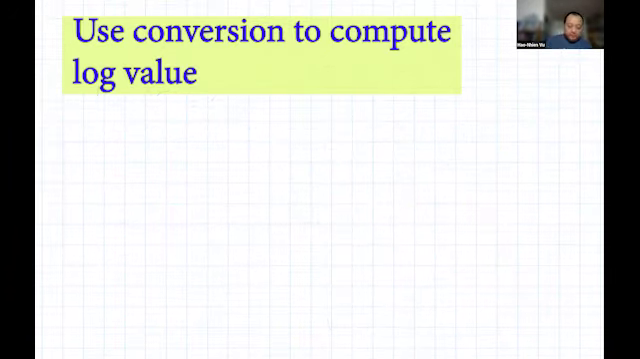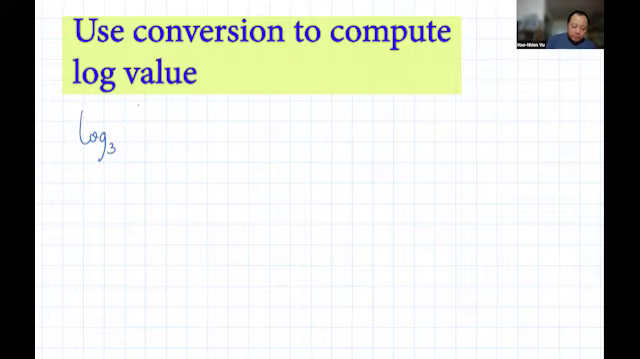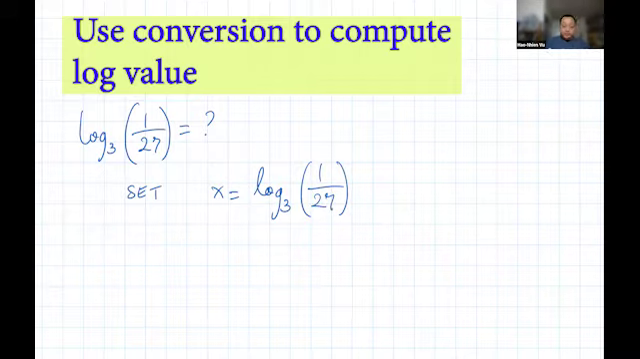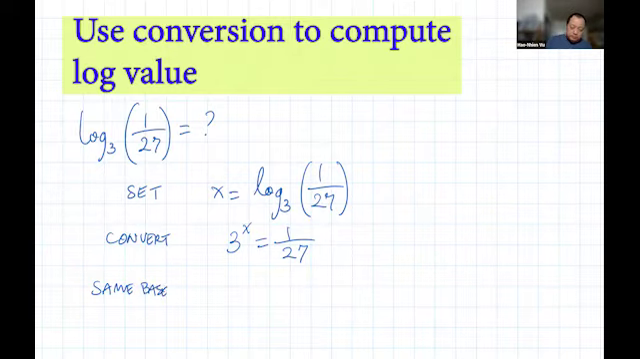A harder example. What is log base 3 of 1 over 27? It's harder, but we'll do it the same way. We set x equal to the log. We convert. 3 to the x is equal to 1 over 27. And we need to make them both the same base. 3 to the what is equal to 1 over 27?